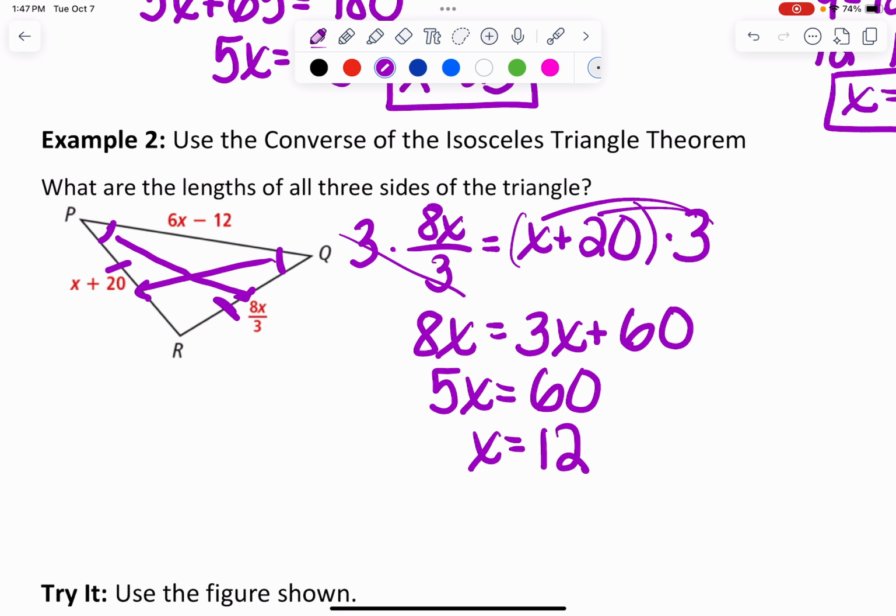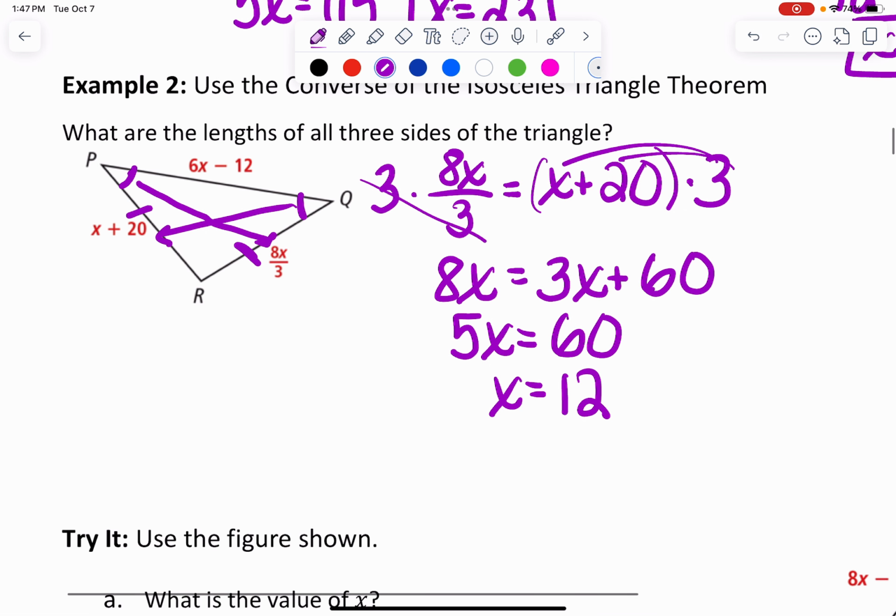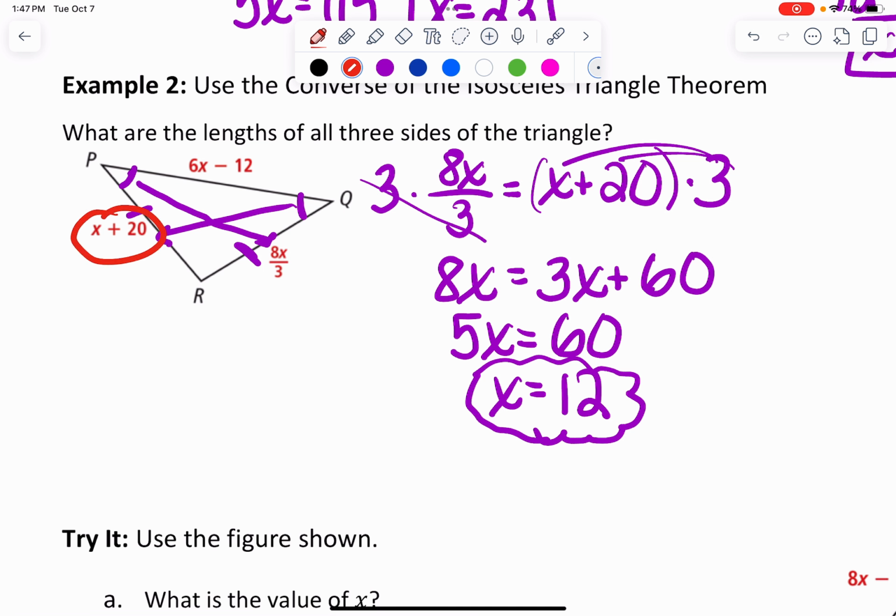Okay, so then from there it says find the lengths of all three sides. So now I'm going to take x, okay, and I'm just going to plug it in for all three parts. So we'll start with PR is going to be this length right here. So it'd be just 12 plus 20, which would be PR to be 32.